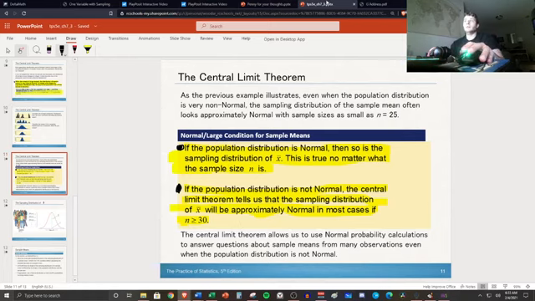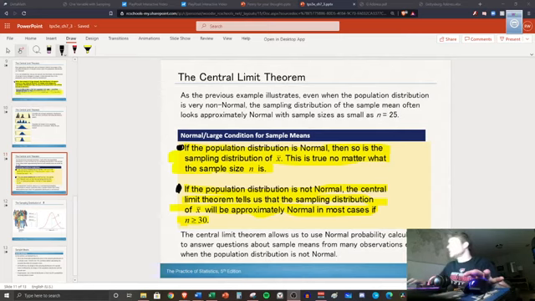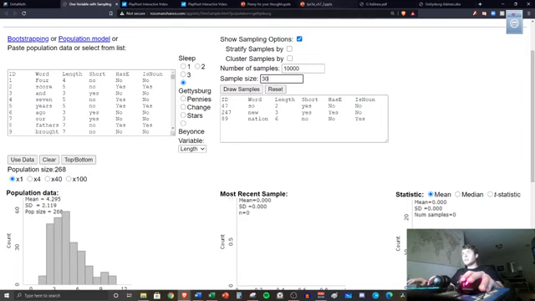Okay, so why do we care if it's normal? Well, if it's normal, we can do normal calculations, which is what your next test is going to be over. So let's go ahead and look at an example in the problem set. That's what we want to do.